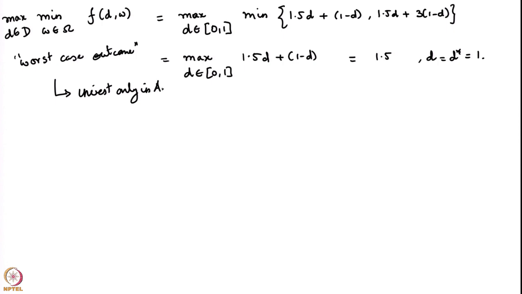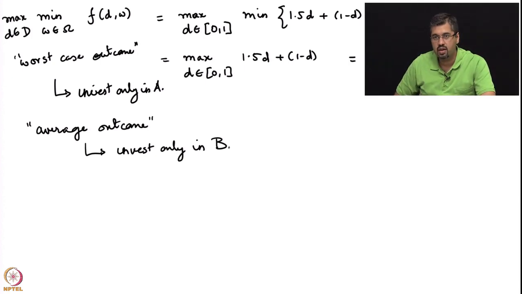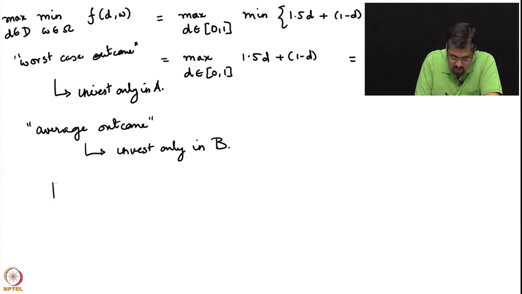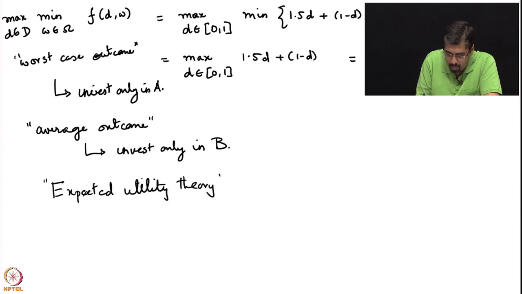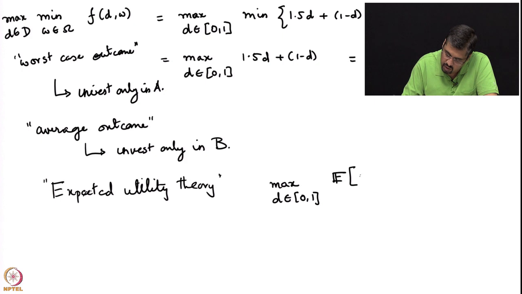And if you look at only the average outcome, what that tells you is invest only in B. So what expected utility theory is basically telling you is to not do any of this. What it tells you is, in fact, what you should be looking at is the utility of the outcome, and then find the value of D that maximizes the expected utility, right. So what expected utility theory instead tells you to do is to maximize the expected utility of this.